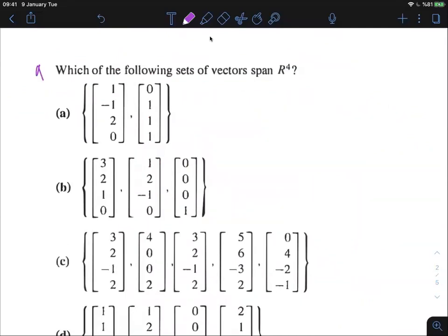Let's look at the next problem. Which of the following sets of vectors span R4? What do you think? So do these two vectors span R4? What do you think about it? Yes, Barış Hazar says yes. Any other answers? Fatih Said Duran is also agreeing. Thank you guys for participating.